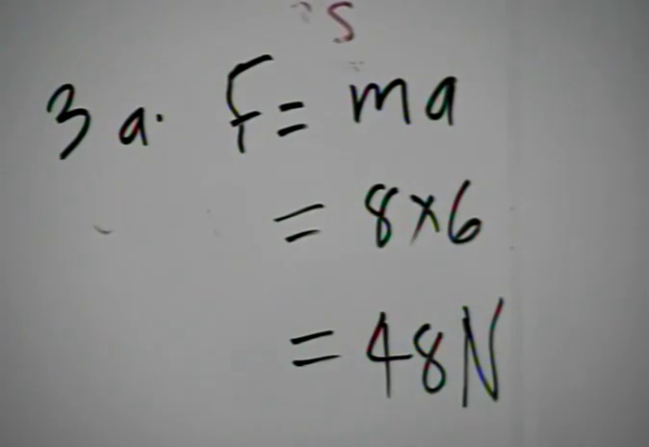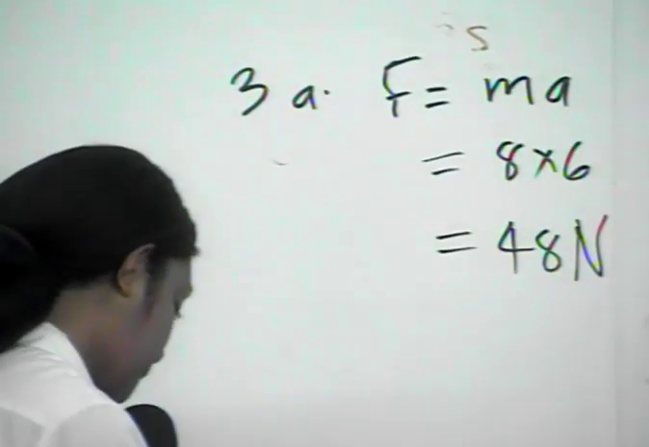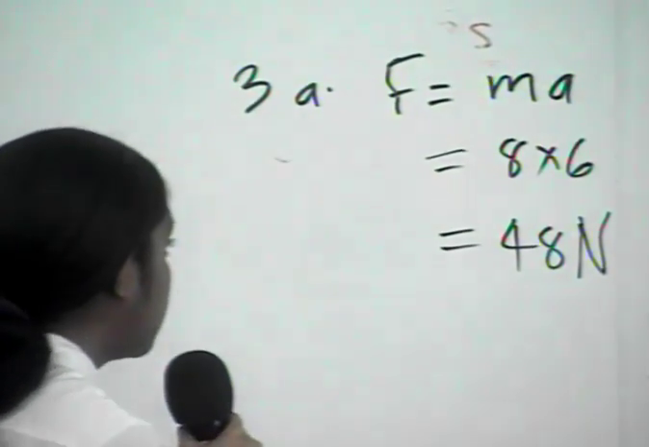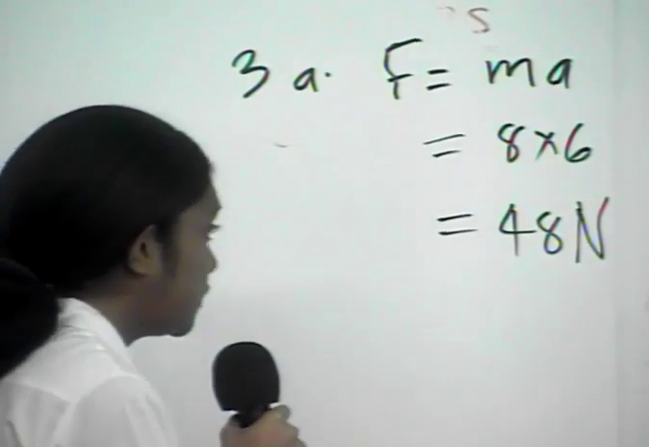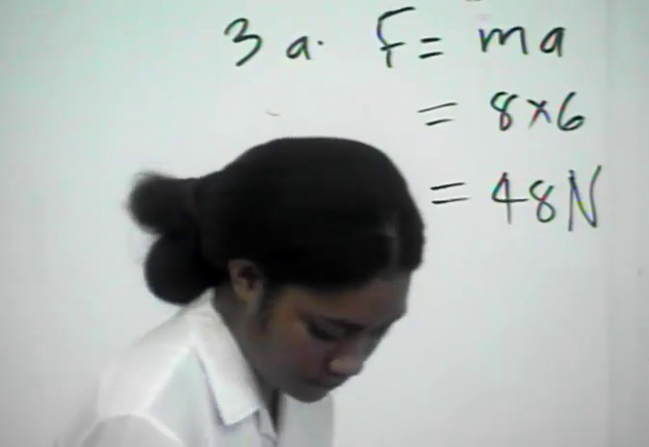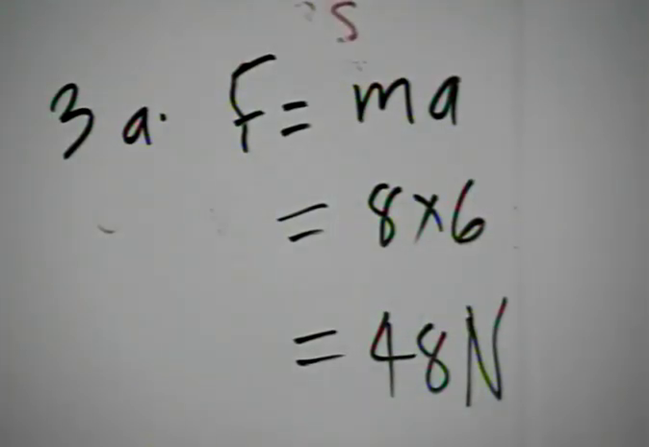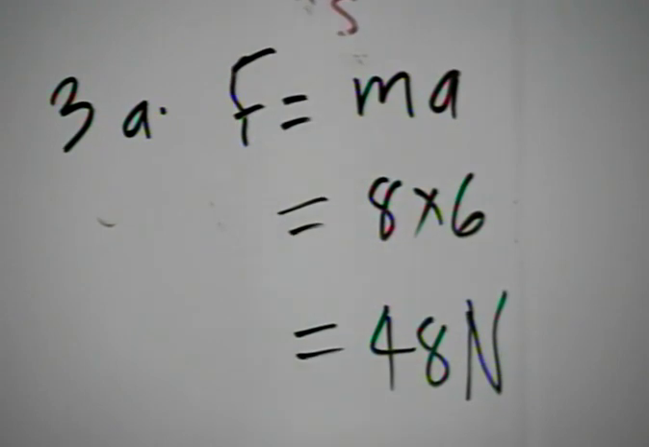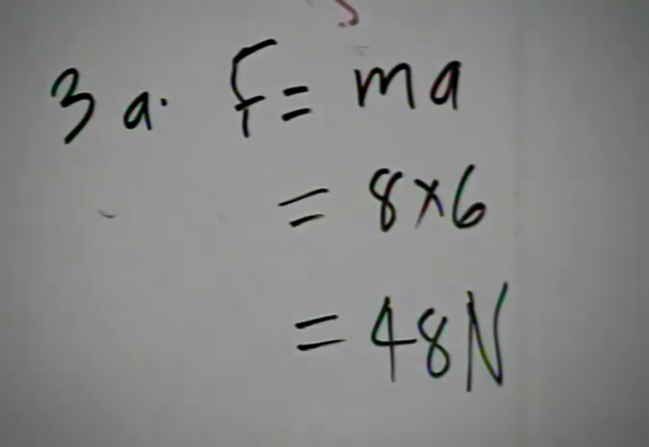Since the question is asking us for the force acting, force is equal to mass times acceleration, which is 8 times 6, which is 48 newtons. If we have put that correctly into that formula, you will have 8 times 6, and that will be 48 newtons. That is correct. Okay, 3B.